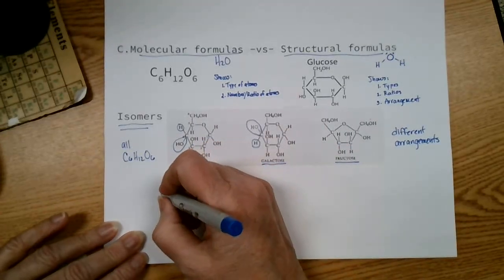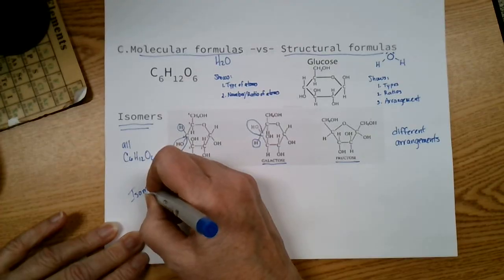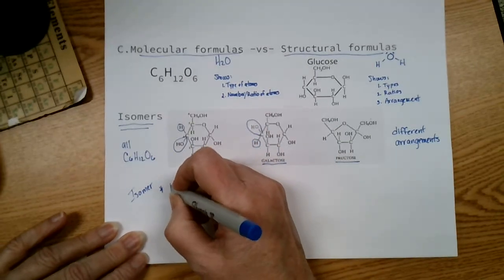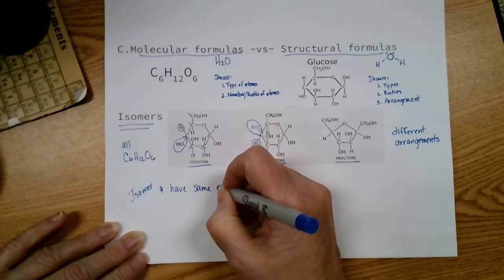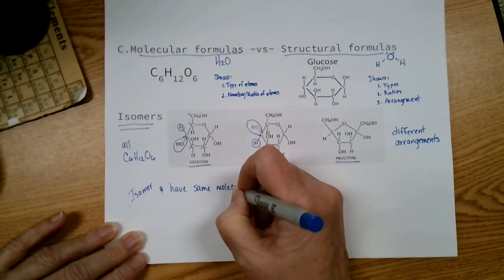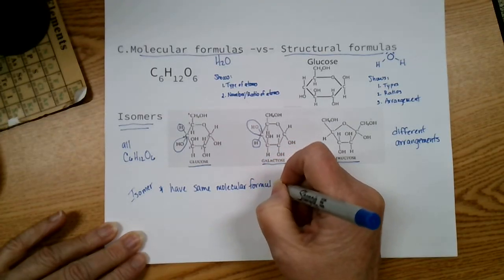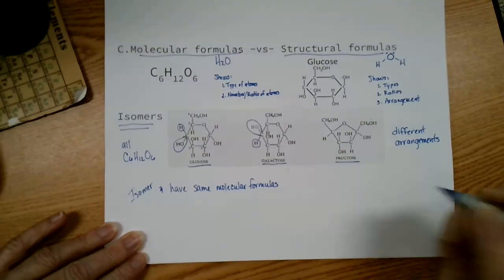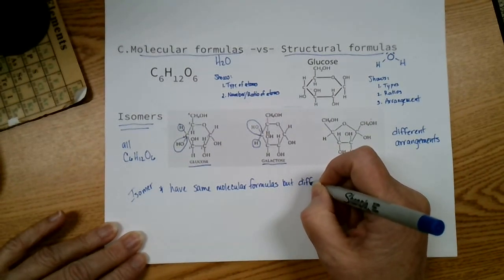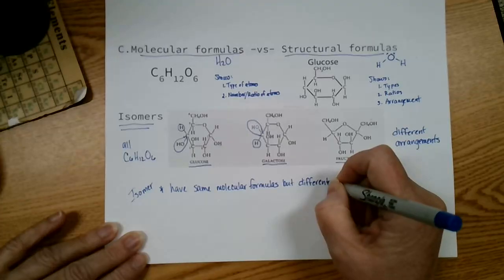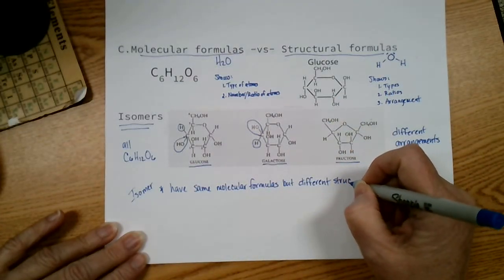So by definition, an isomer, and this is a definition for isomer, have the same molecular formulas, I know you're thinking, what am I going to say? But different, what is it? If we look at the top of this sheet, what were we talking about? They have different structural formulas.